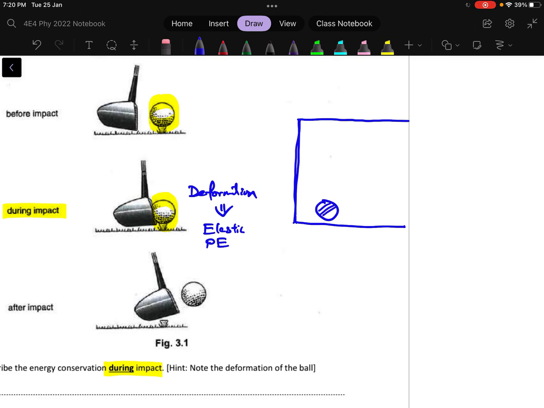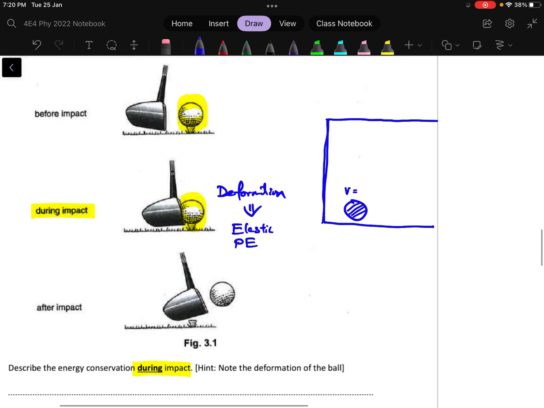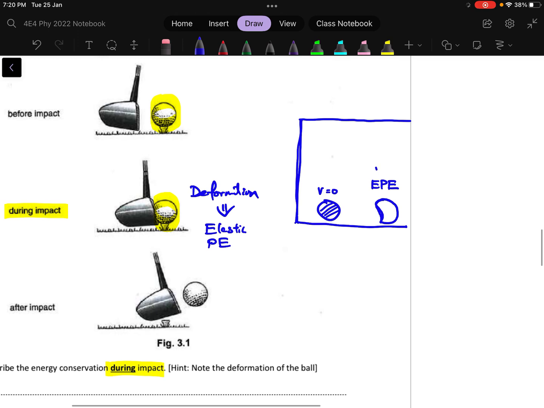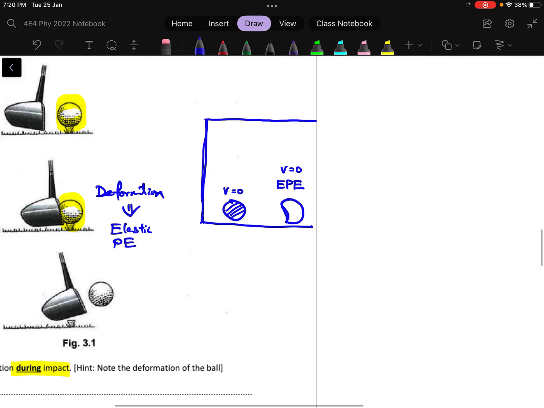You have a golf ball and it is resting, so basically down here, velocity is 0. Then after that, it will be hit, and then it will become like that, correct? When it becomes like that, there is some form of EPE being stored here. During the impact, it has not started moving yet. And after the impact, of course the ball is back to round. There's KE and there will be GPE, because as you can see, the ball gains some height.